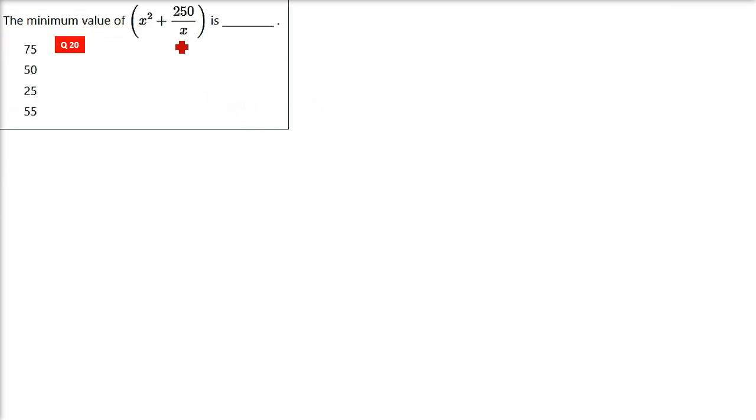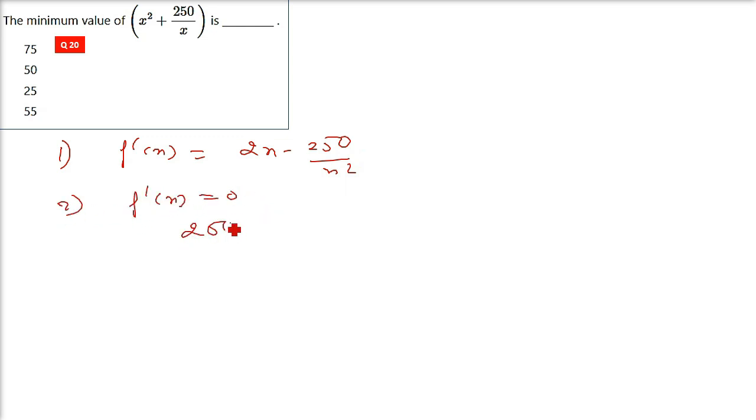The minimum value of x square plus 250 by x is. Now this question is quite straightforward, and if it has any trick then it will be explained to you. But right now just differentiate this. When you differentiate this, it will be 2x minus 250 by x square. Second thing is f dash x equals 0, you have to equate it to 0. So you have 250 by x square equals 2x.